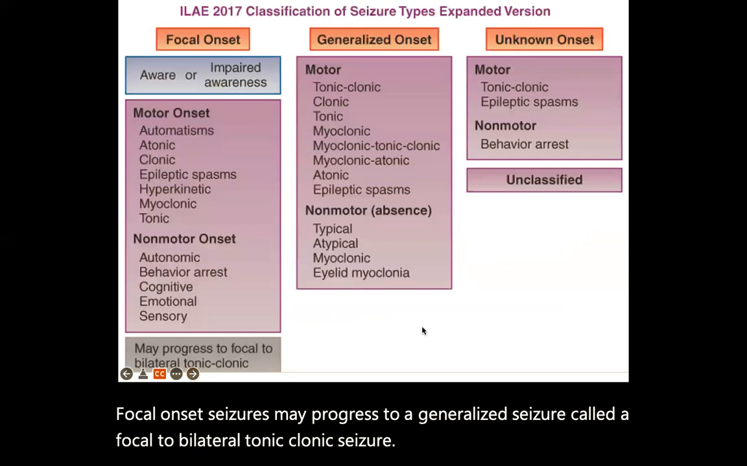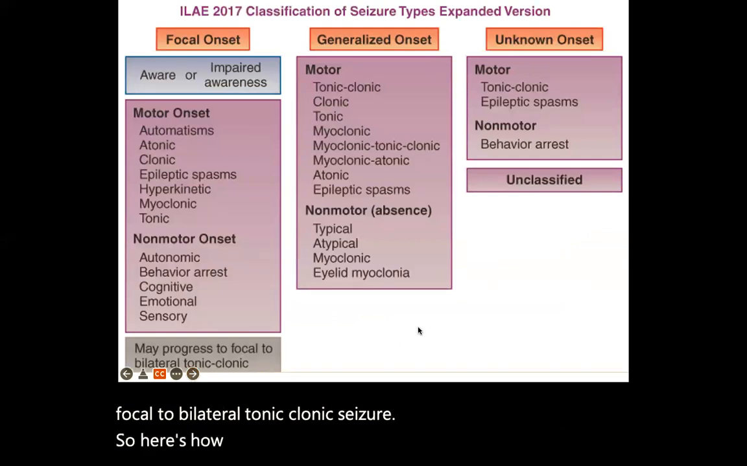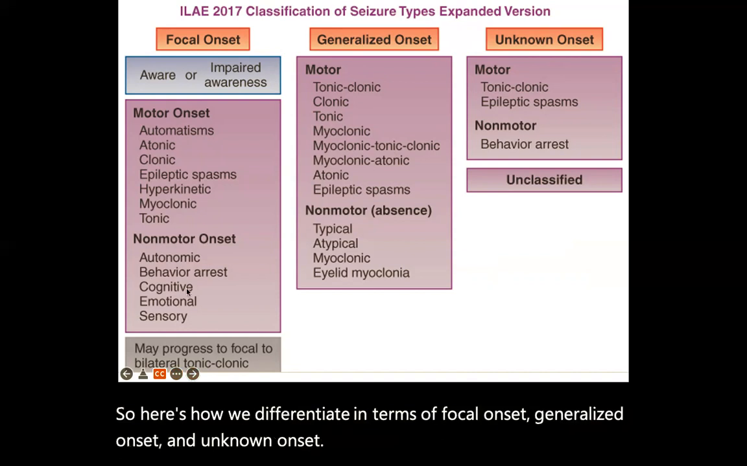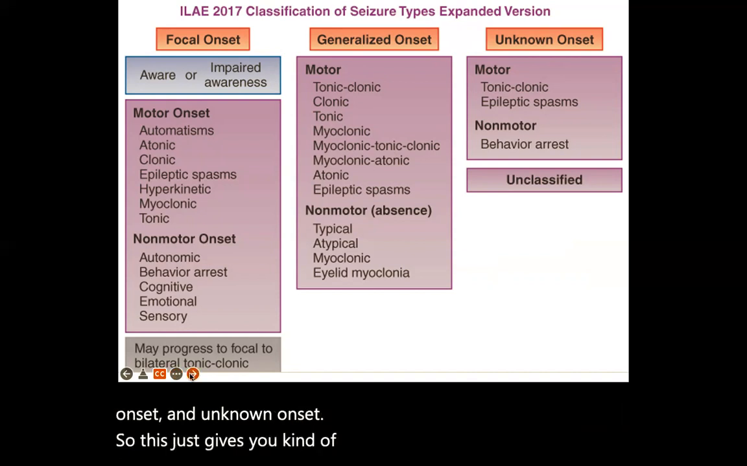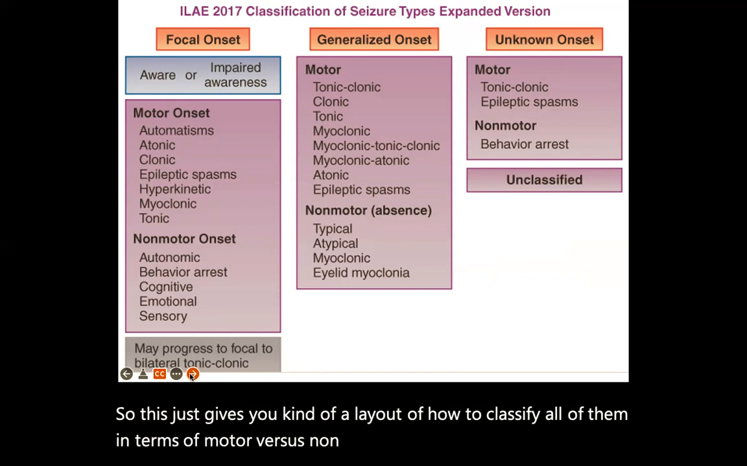So here's how we differentiate in terms of focal onset, generalized onset, and unknown onset. This just gives you a layout of how to classify all of them in terms of motor versus non-motor symptoms.